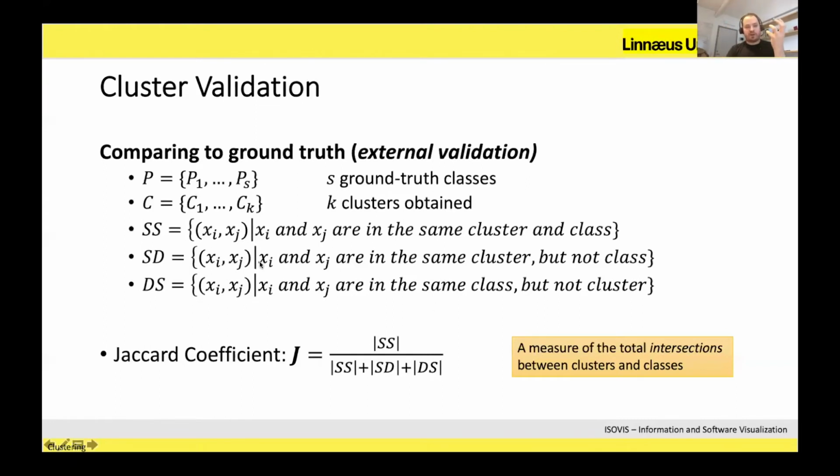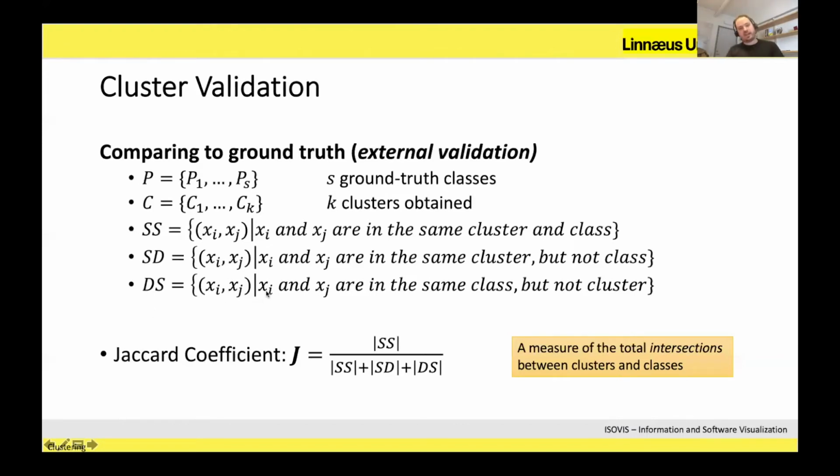If two points are in the same cluster, you detect them to be in the same cluster, but actually when you look at the class, they're not in the same class, that's let's say an error, right? So you're clustering, that is not very good for your clustering. So you put them into this SD set of points.